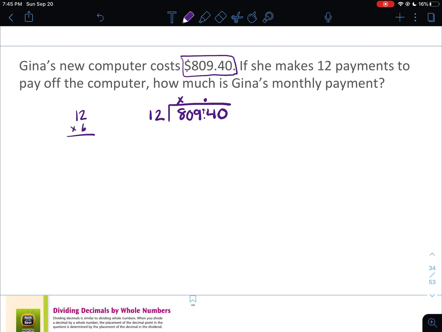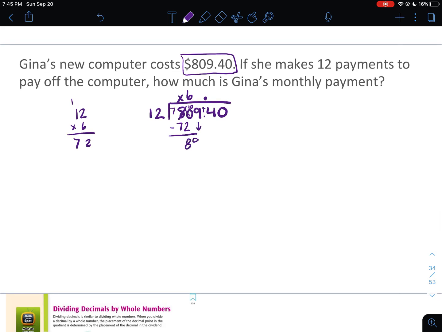So I'm going to guess 6 times. 6 times 2 is 12. 6 times 1 is 6, 72, which that's 8 away from 80, so it's got to be that many times. So it goes in 6 times. 6 times 12, we just figured out, is 72. We're going to subtract. Can't do 0 minus 2. Borrow. That becomes a 10. 10 minus 2 is 8. Okay, bring down the 9.